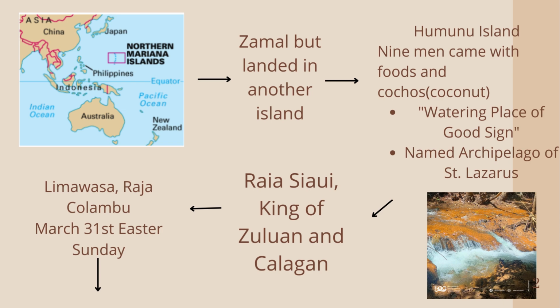So they went to Raha Siawi's brother, Raha Kolambu, in Limasawa. Going back to the calendar, it was exactly March 31 when they reached Limasawa, which was Easter Sunday for them. So they conducted mass. They erected the cross on the highest part of Limasawa as the sign of Christianity.